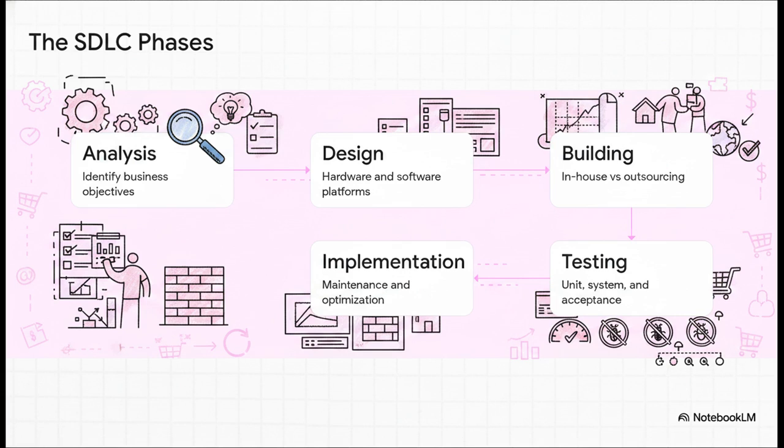First up, in systems analysis and planning, you identify exactly what your system needs to do. Second, in systems design, you figure out the main components and how they relate to each other. Third, you actually build the system, deciding whether to do it in-house or farm it out. Fourth is testing, and finally, number 5 is implementation.